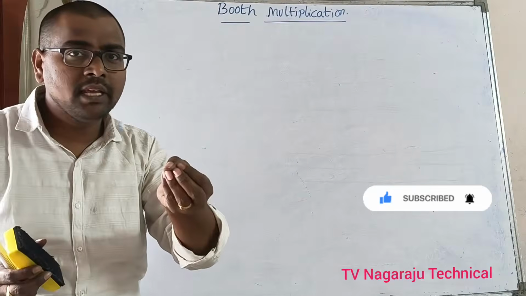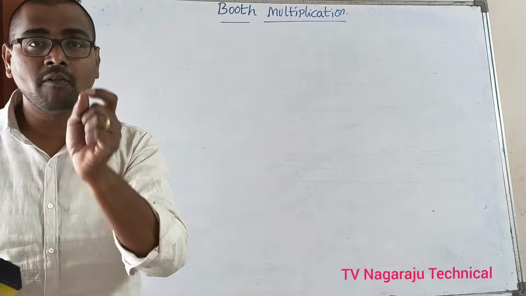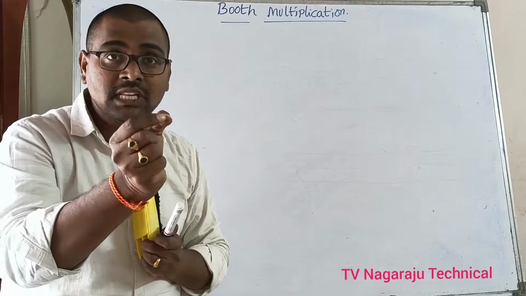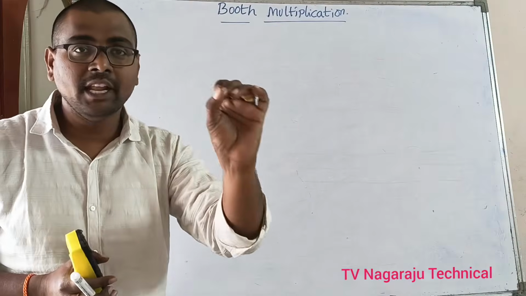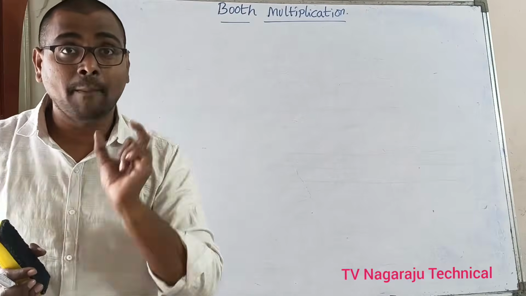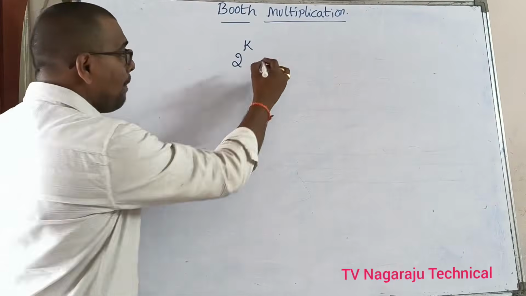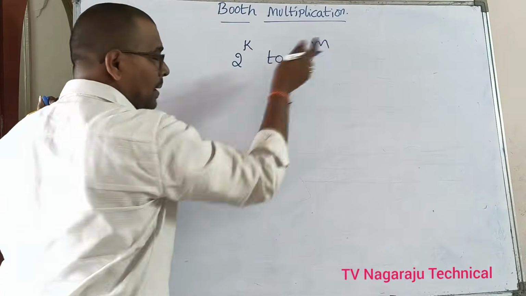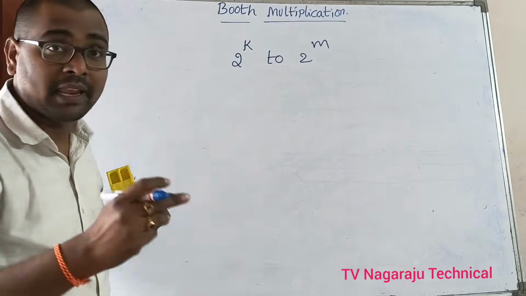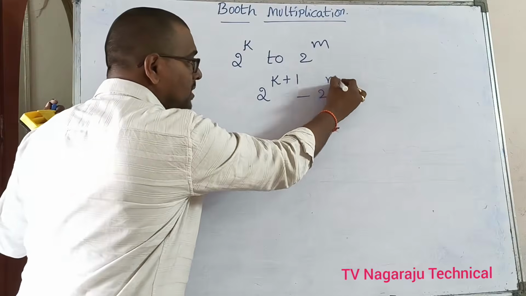What is the main advantage of this algorithm? It simply considers a string of zeros and a string of ones. In a simple scenario, in the multiplier, if a string of zeros appears, there is no need to do any addition operation. Simply do the shift operation. If a string of ones appears, then it calculates the weight. Suppose a string of ones appears from 2^k to 2^m in the multiplier. It can be represented as 2^(k+1) minus 2^m.